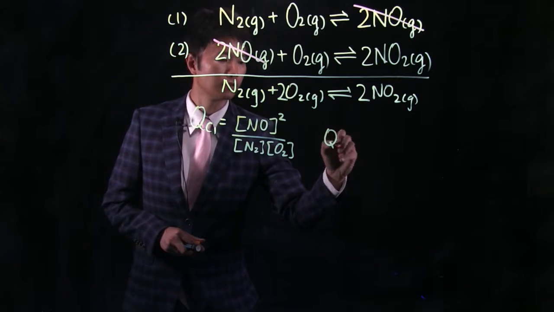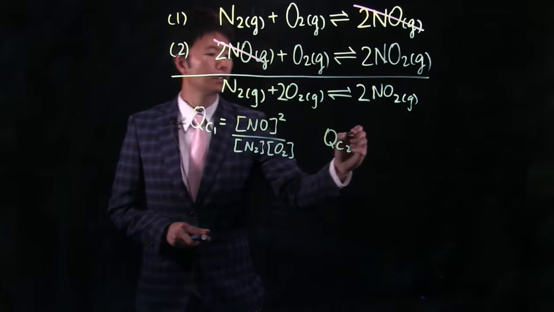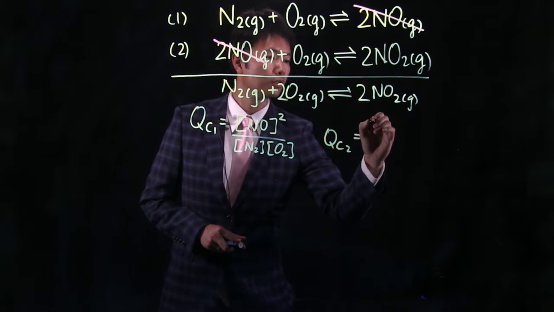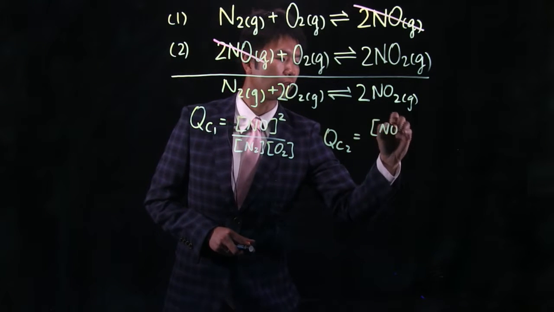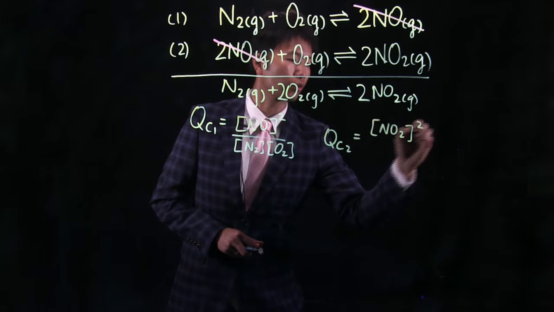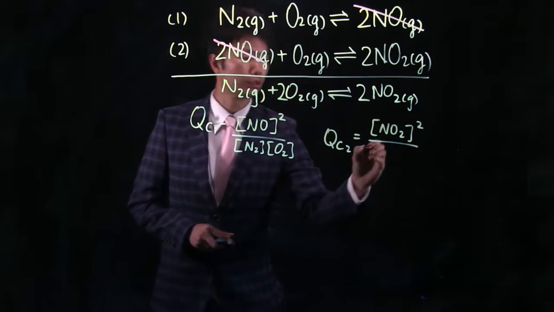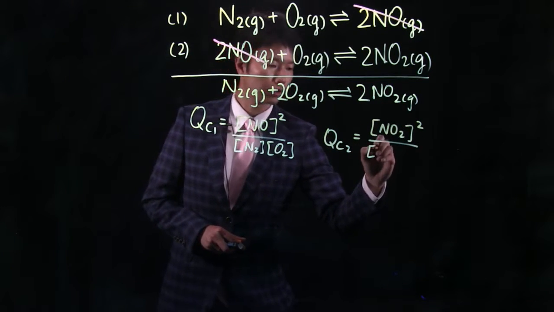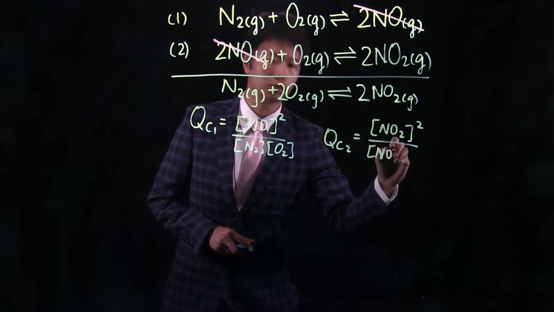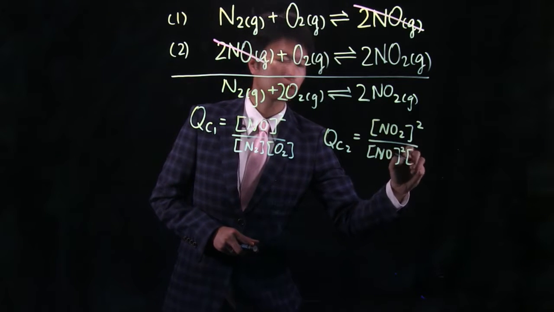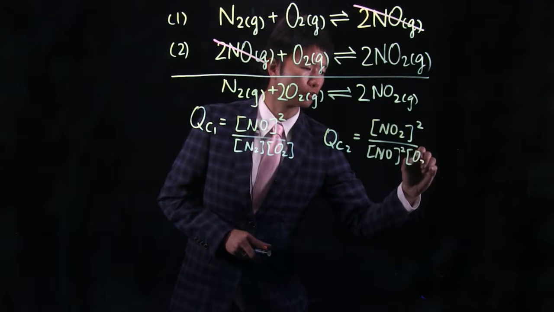Now we're going to write down QC2. In this case, we have the molar concentration of NO2 squared divided by the molar concentration of NO squared times the molar concentration of O2.